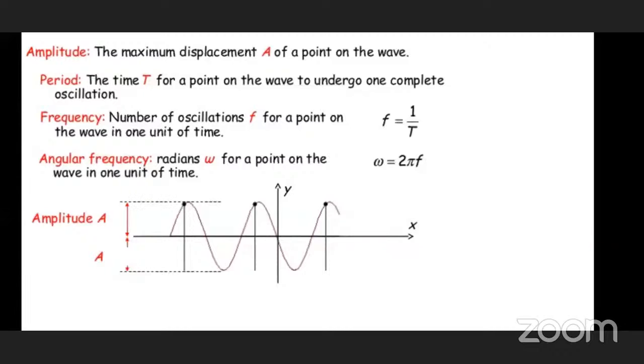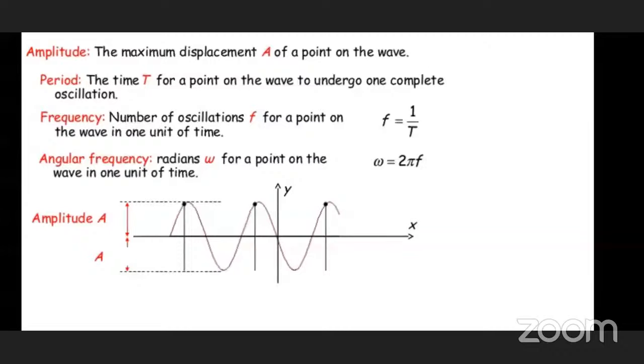Now another parameter of any wave: the period, also known as time period. The time period means the time taken for one oscillation. When one wave is formed, how much time does it take? That is called the time period, represented by capital T. The SI unit of amplitude is meters, and the unit of time period T is seconds.